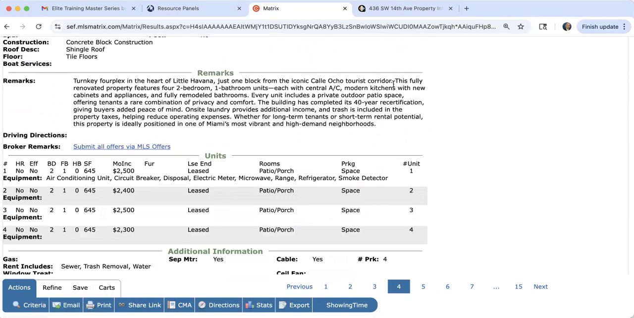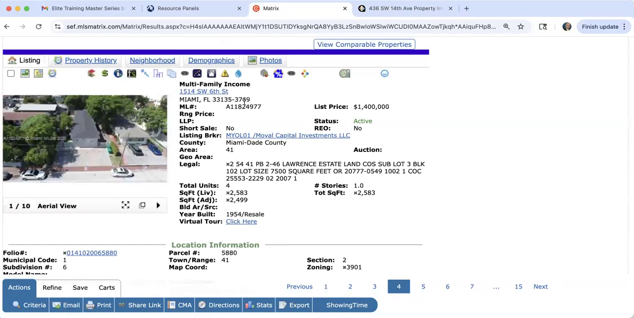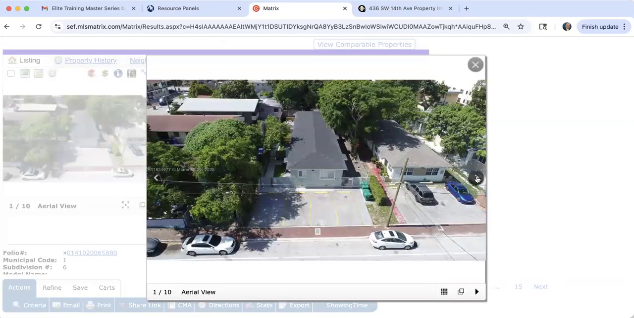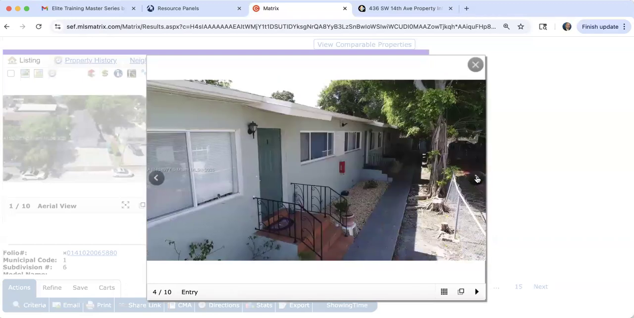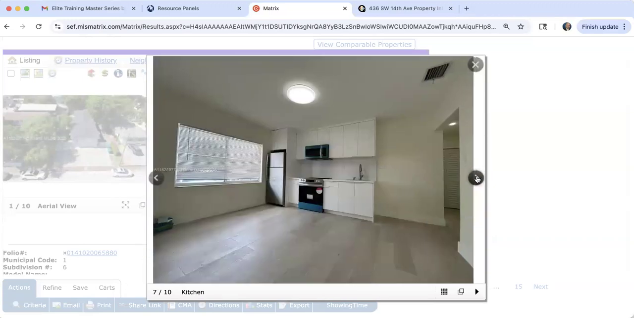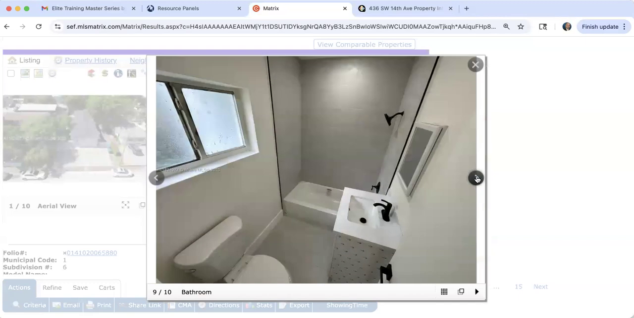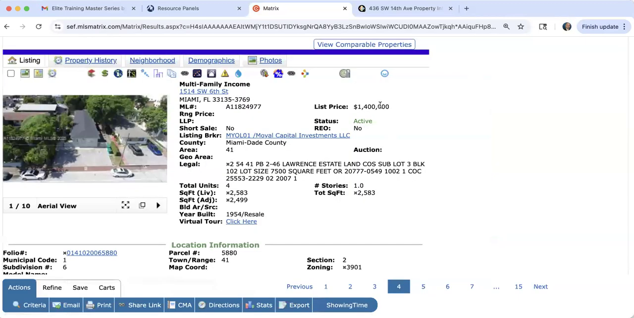So those of you that have clients looking for fourplexes, zip code 33135 is in Little Havana. You've got great opportunities. Take a look. This property here is pulling nearly $10,000 a month in income, and you can buy it for only $1.4 million. All right, it is a great opportunity.